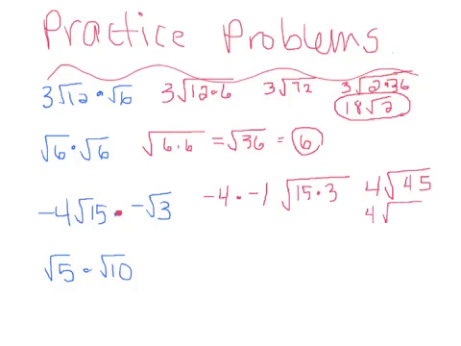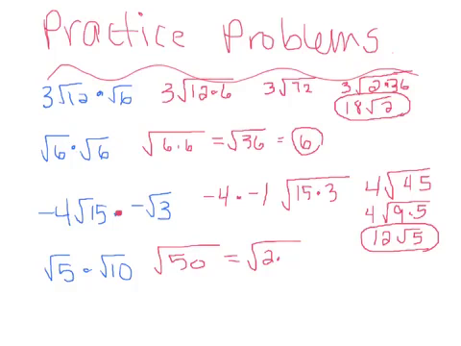45 breaks up into 9 times 5. Square root of 9 is 3. 3 times 4 is 12. All right, 5 square roots of 10. Square root of 50, which 50 is the same as 2 times 25. Square root of 25 is 5. Okay, 2 more slides.